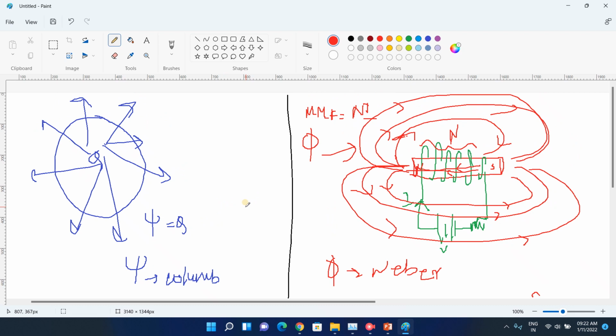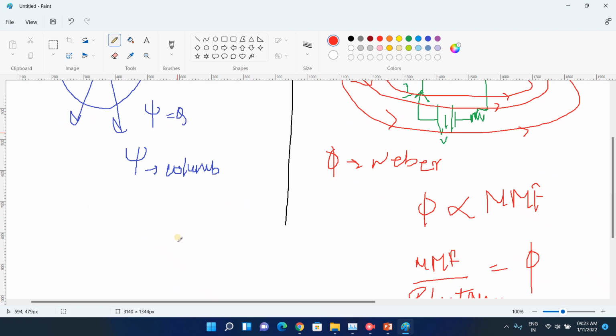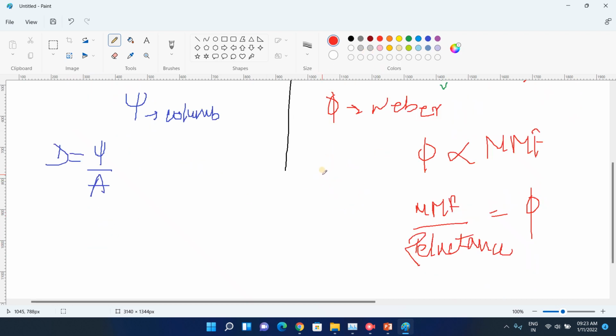But in every family, the relationships will be similar. Suppose both of them are of different families, but since there is a relationship within a family, suppose you have a brother, sister, mother, father, in every family there is the same relationship. So here also similarly, the electric flux density D equals phi by area. Similarly here we have magnetic flux density, represented by B, which is phi by A.